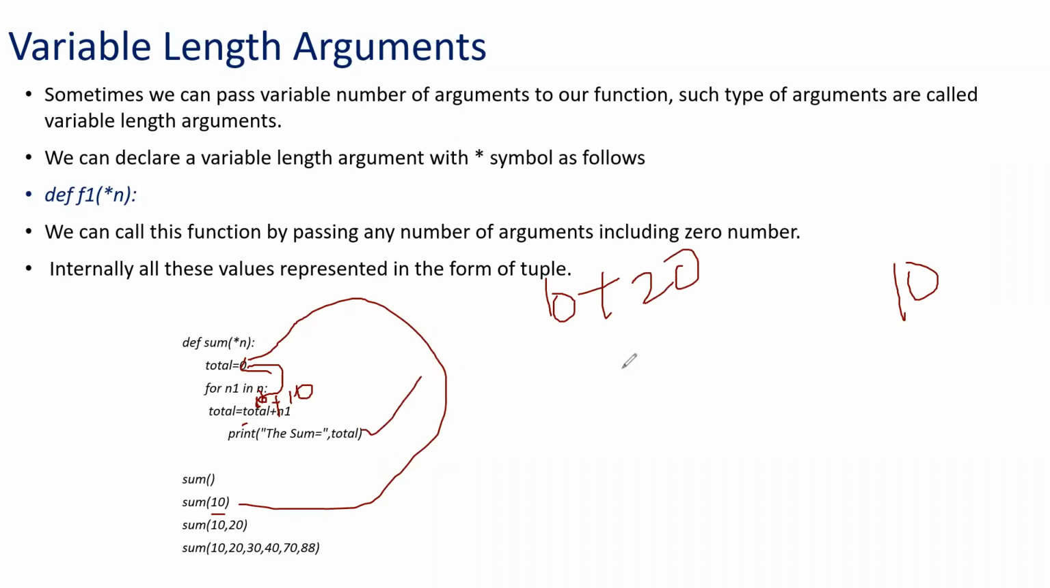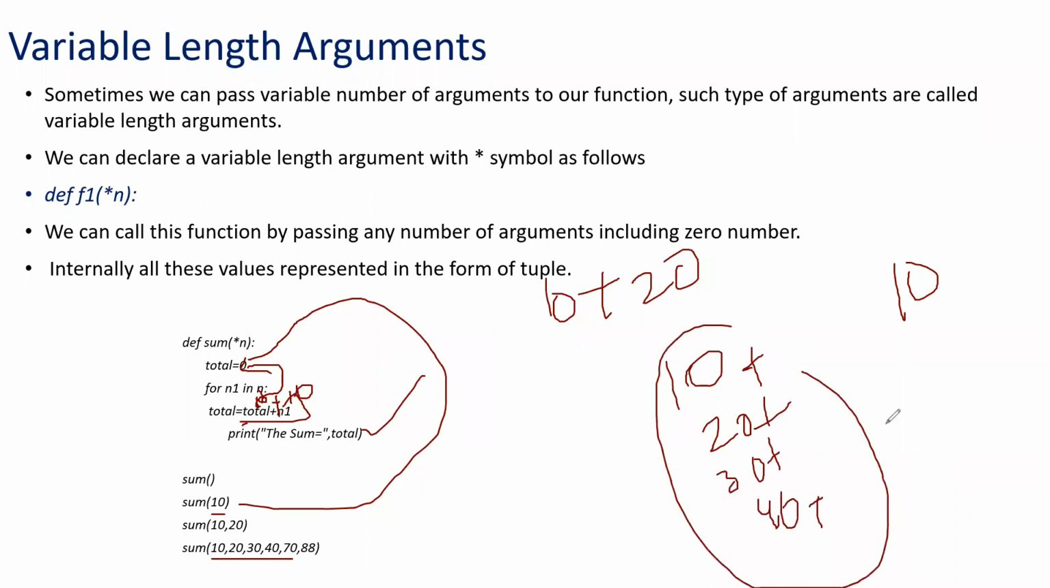That will be the total. Next, I want to pass multiple values. What happens here? 10 plus 20 plus 30 plus 40 plus 70, as we are summing. So it gives the total value, say 256. Just assume, it's not correct, it's an incorrect answer. So like that, we can pass multiple values.